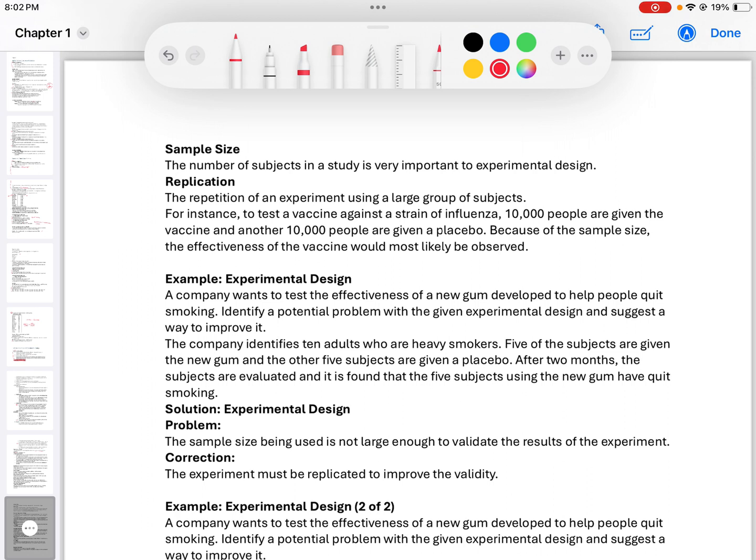Also, replication, the repetition of an experiment using a large group of subjects. For example, to test a vaccine against a strain of influenza, 10,000 people are given the vaccine and another 2,000 people are given a placebo. Because of the sample size, the effects of the vaccine would most likely be observed.